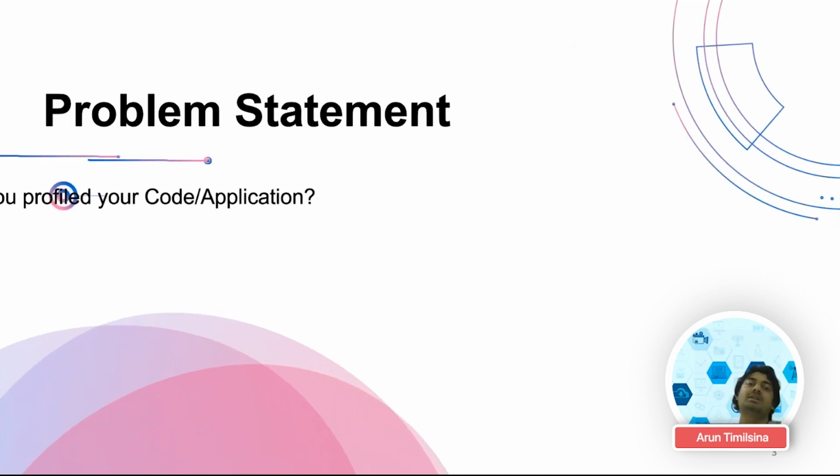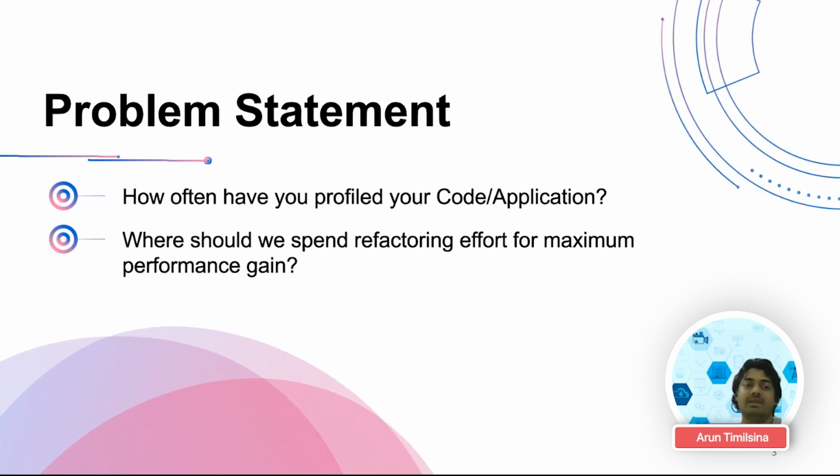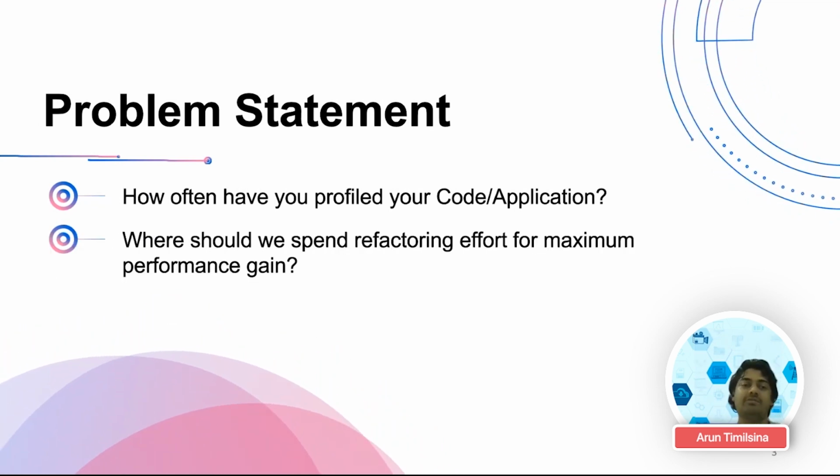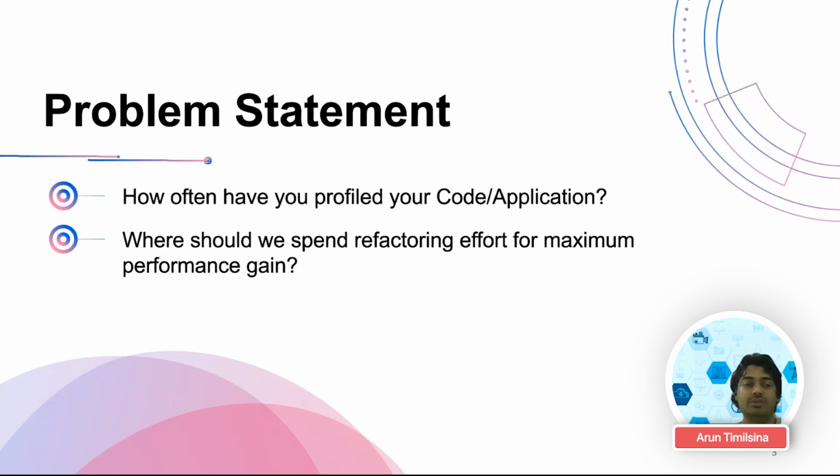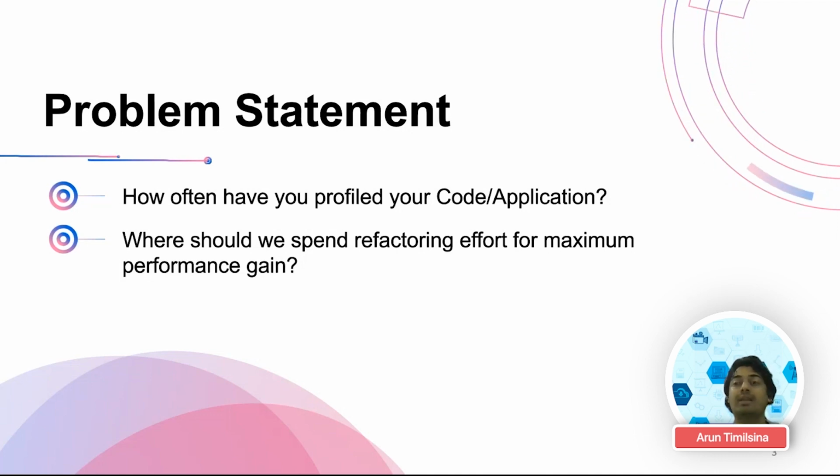So starting with our problem statement, let's say we have an application in a production environment, and let's say we get some performance related issues. Then how will we proceed with that? How will we tackle those problems? What will be our plan of action while dealing with such issues?